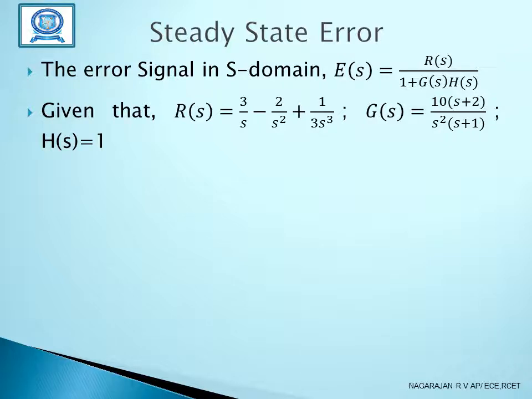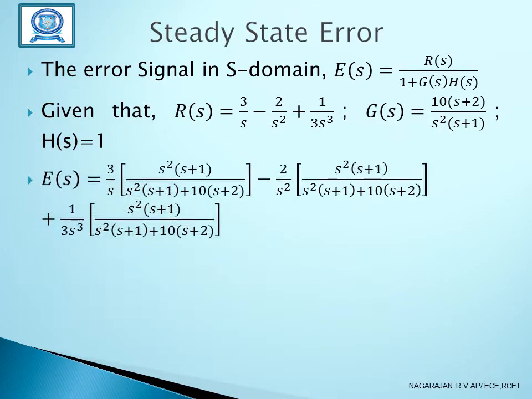First of all, we need to calculate the E(s) value. So when we substitute all the values, E(s) is equal to 3 divided by s into s square into (s plus 1) divided by s square into (s plus 1) plus 10 into (s plus 2), minus 2 divided by s square into s square into (s plus 1) divided by s square into (s plus 1) plus 10 into (s plus 2), plus 1 by 3 s cube, s square into (s plus 1) divided by s square into (s plus 1) plus 10 into (s plus 2). So we have determined the E(s) value.